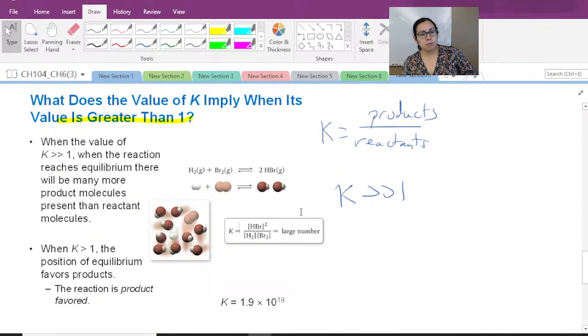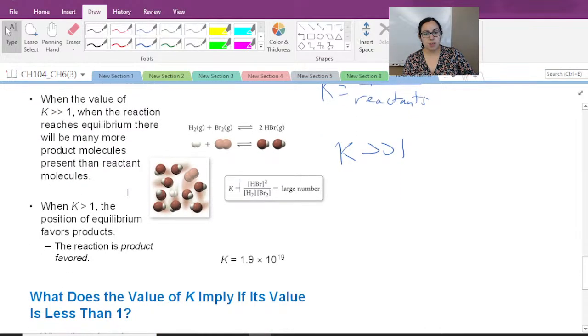Oh, it just means much greater than. Yeah. And that's why they pick the ridiculous number of 10 to the 19th to show you that it's really extreme toward the product side.